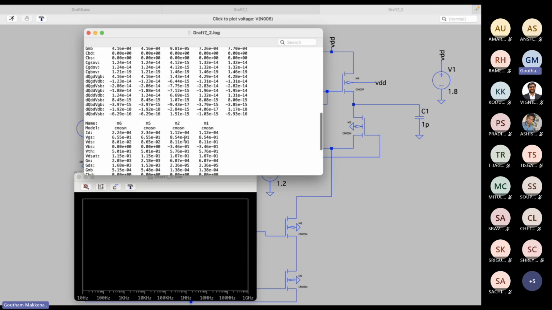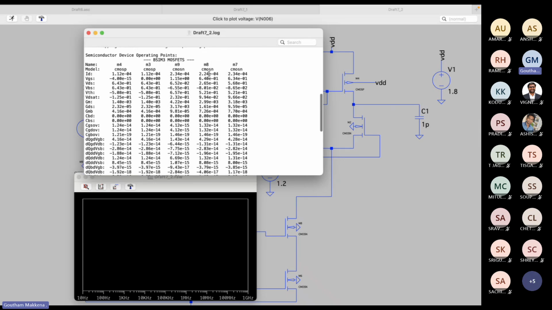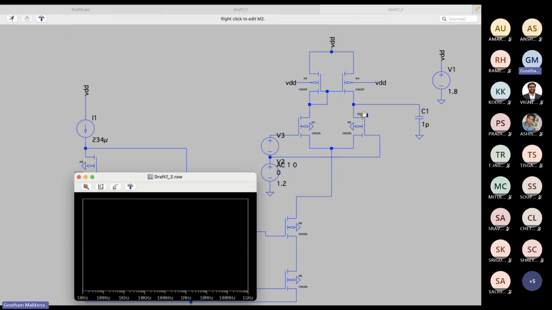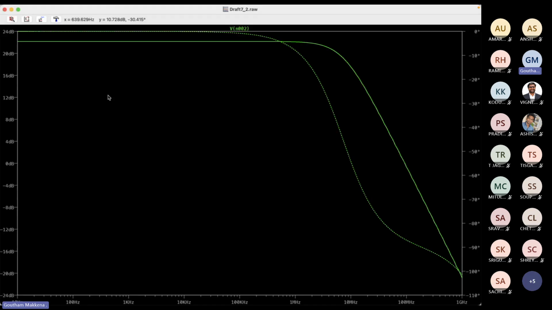So M1 and M2 are my input pair. Let us look at GM. 607 microsiemens, close to the 628 microsiemens that we were planning. But you can see the current mirror is much better over here. Very small variation. So let us plot the AC response as well.